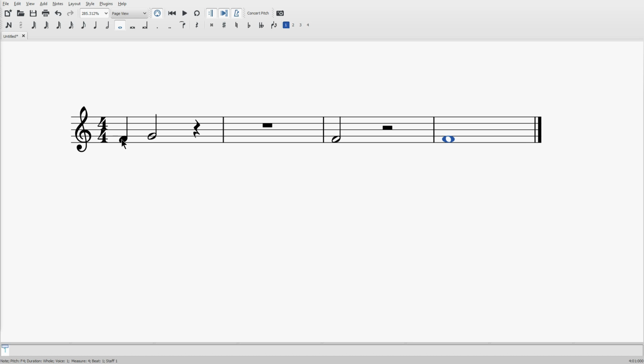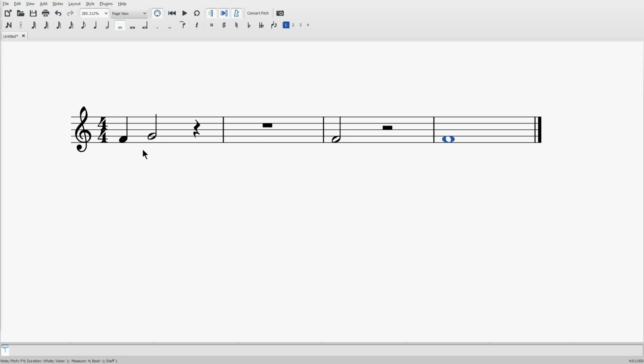Quarter notes, or crotchets, are 1 beat long. They have a corresponding crotchet or quarter note rest, which is also 1 beat long. Half notes are 2 beats long. They're also referred to as minims, and we have a corresponding half note rest. Whole notes, or semibreves, are 4 beats long, and we have a corresponding 4 beat rest.